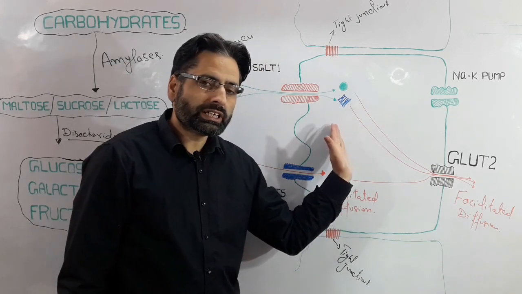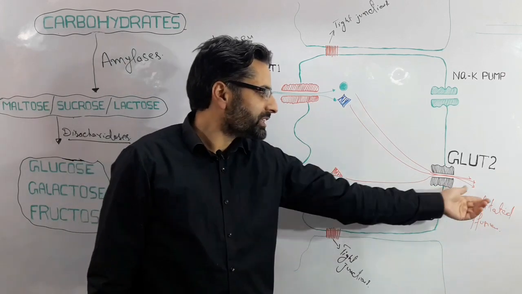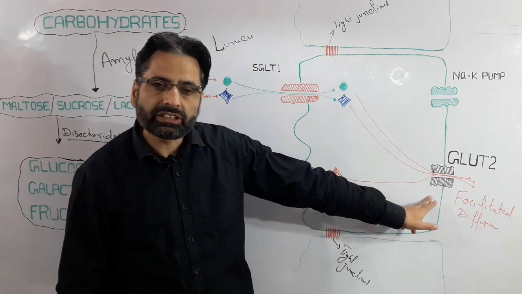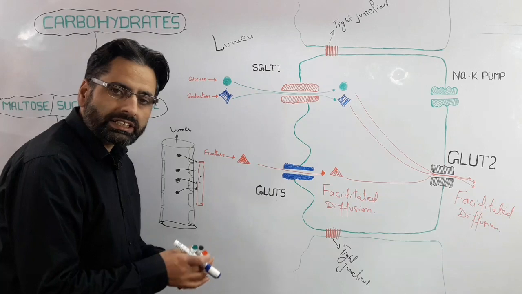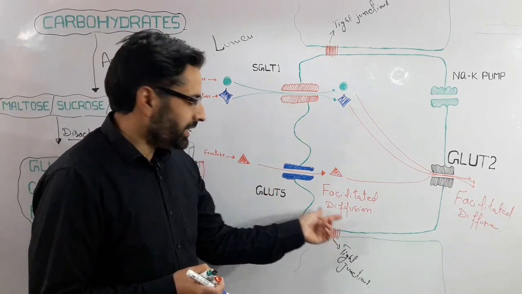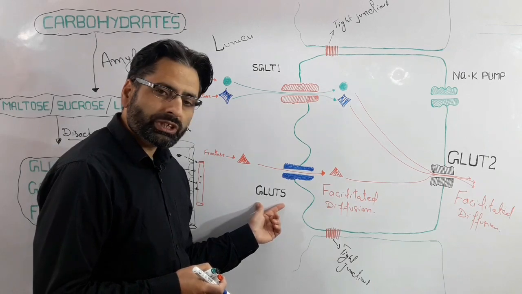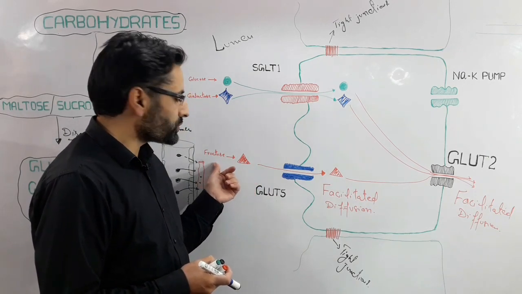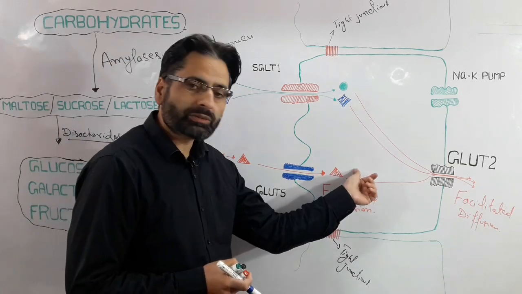It transports three monomers, glucose, galactose and fructose, from inside of the cell towards the blood capillaries, and this occurs through facilitated diffusion. You have to remember that one facilitated diffusion occurs through glucose transporter type 5 and it involves the transport of this fructose from the luminal side towards inside of the cell.